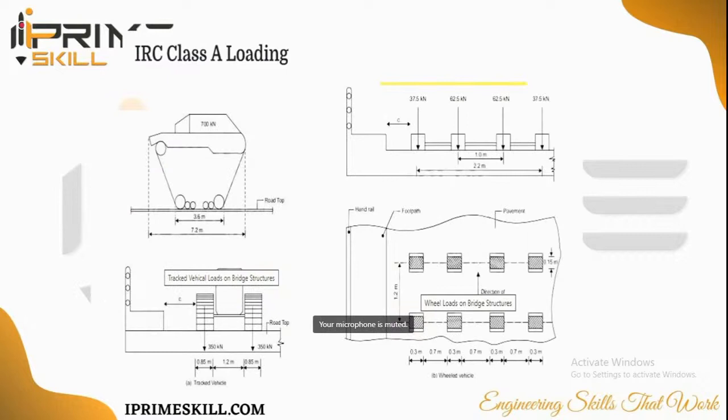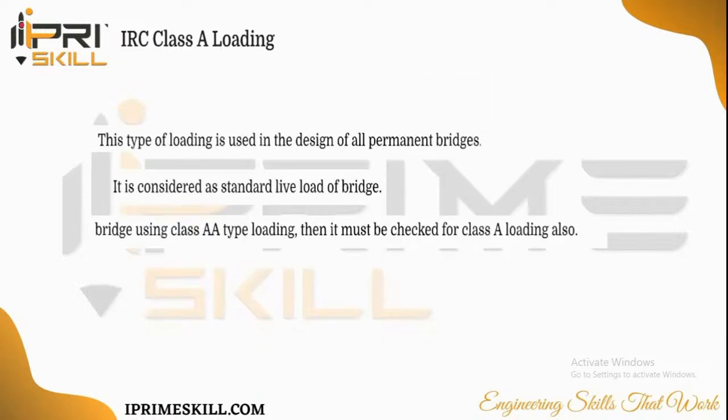We have the Class A loading. This is taken from the code. If the vehicle is 7.2 meters, what is the load on each tire, that is, each wheel? You can see the 12-meter width, 0.3 meter, 7 meter. This is the load on the wheel, the wheel loads. So then we have the Class A loading.